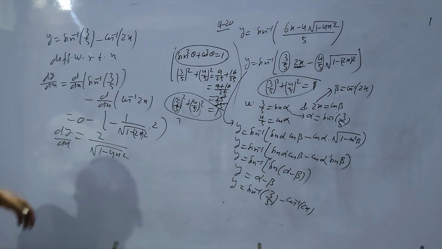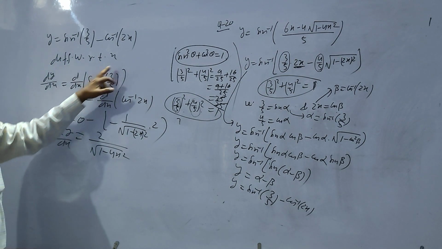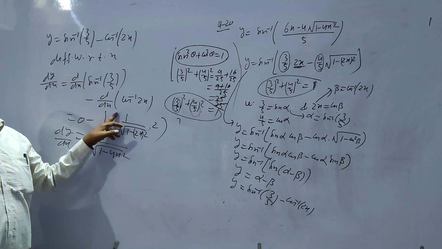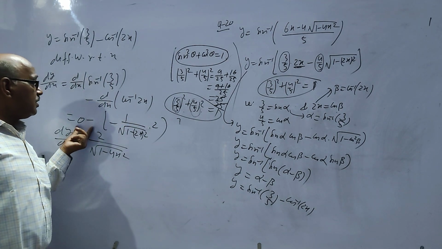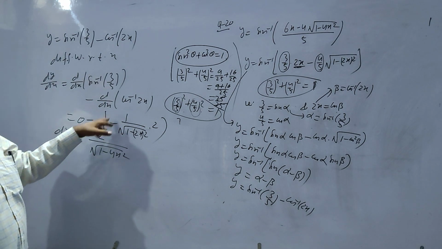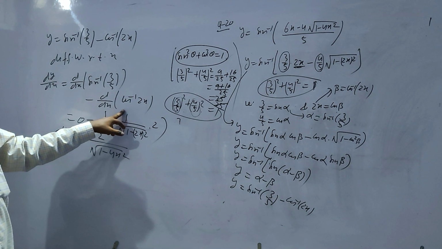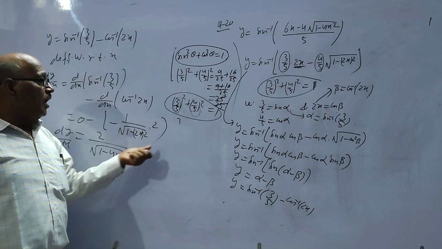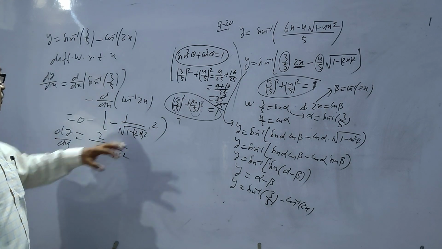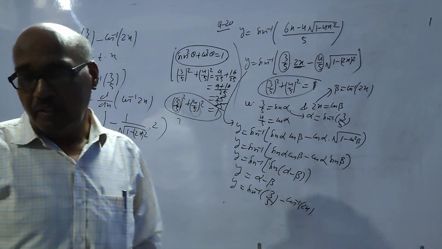Now differentiating with respect to x, dy over dx is equal to d over dx of sin inverse 3 by 5 minus d over dx of cos inverse 2x. Sin inverse 3 by 5 is a constant, its differentiation is 0. Minus, the derivative of cos inverse x is minus 1 upon under root 1 minus x square. So in place of x it is 2x: minus 1 upon under root 1 minus 2x to whole square, and differentiation of 2x is 2. So finally it is 2 upon under root 1 minus 4x square, and this is the final result.